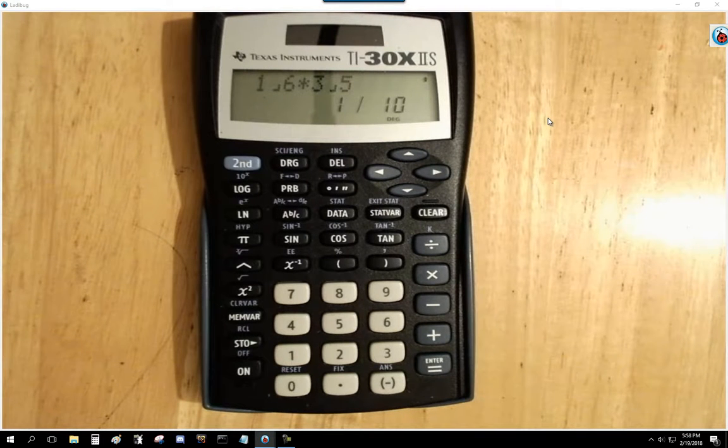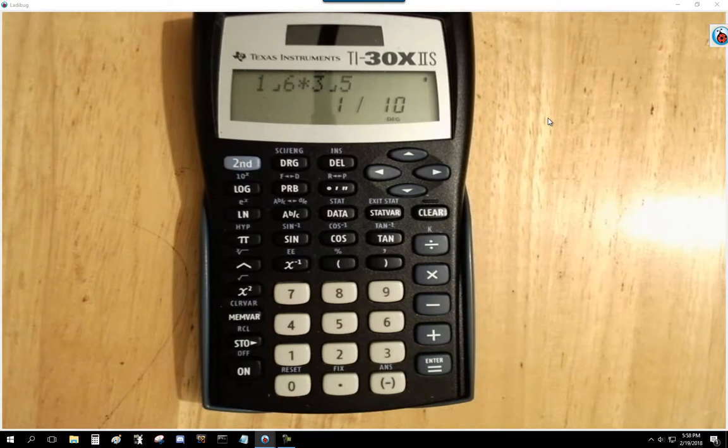Numerator times numerator would have given us 1 times 3 is 3. Denominator times denominator would have given us 6 times 5 is 30. And 3 over 30 would have simplified to 1 over 10. That's the nice thing about calculators. They give you the right answer if you work them correctly.